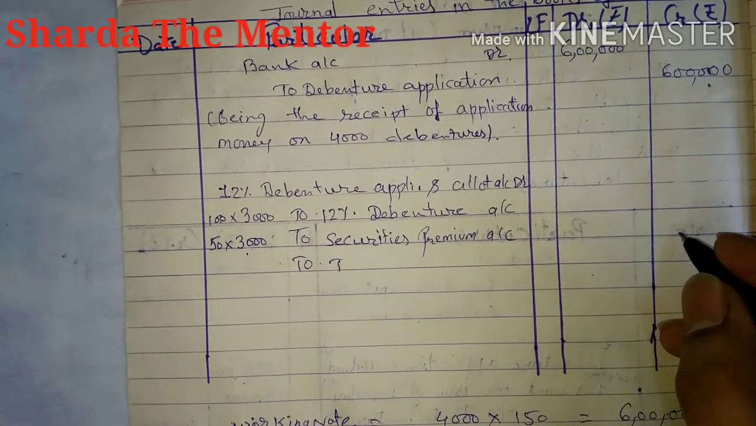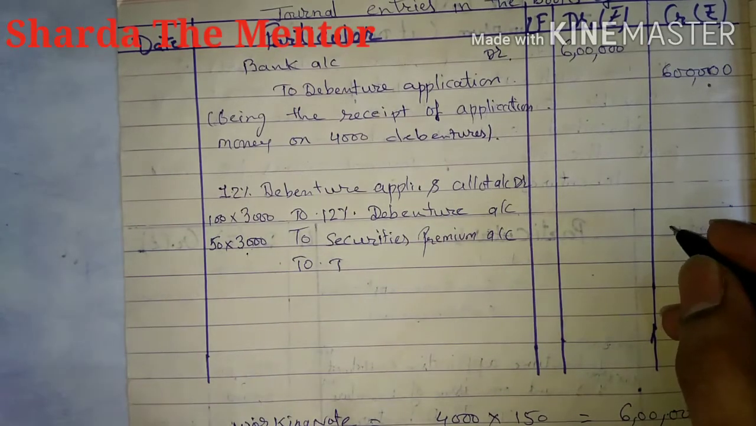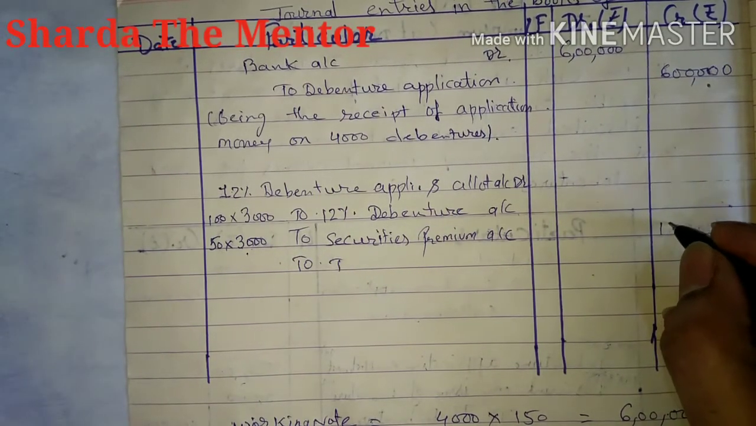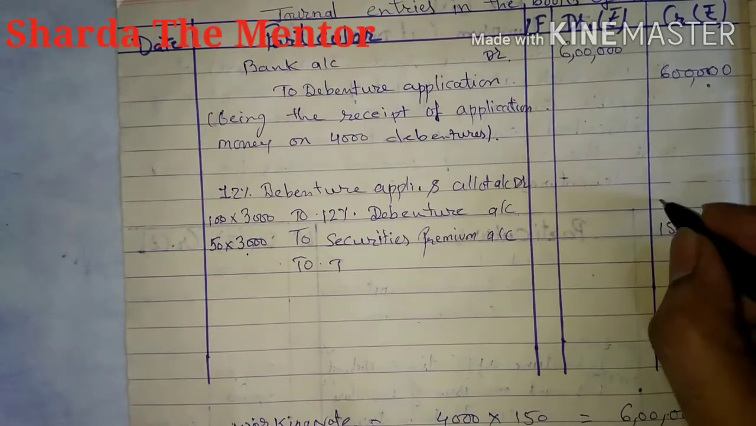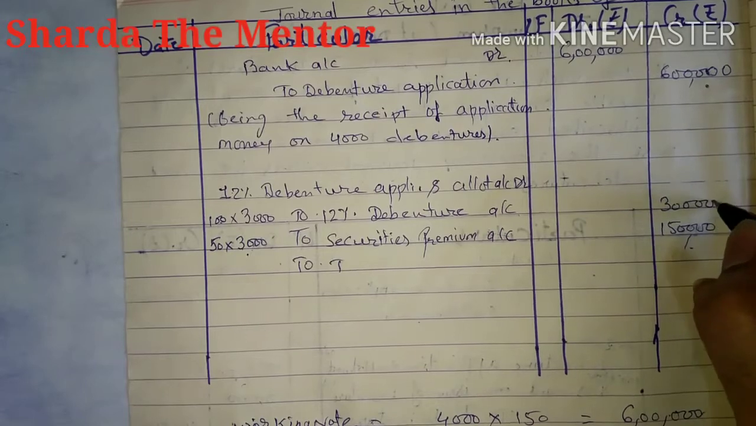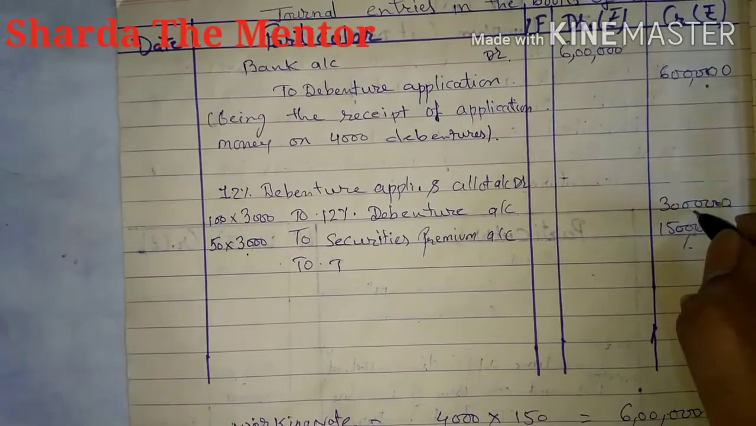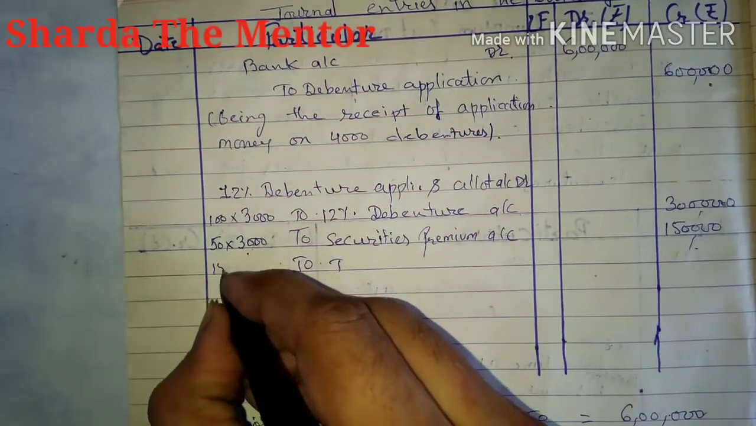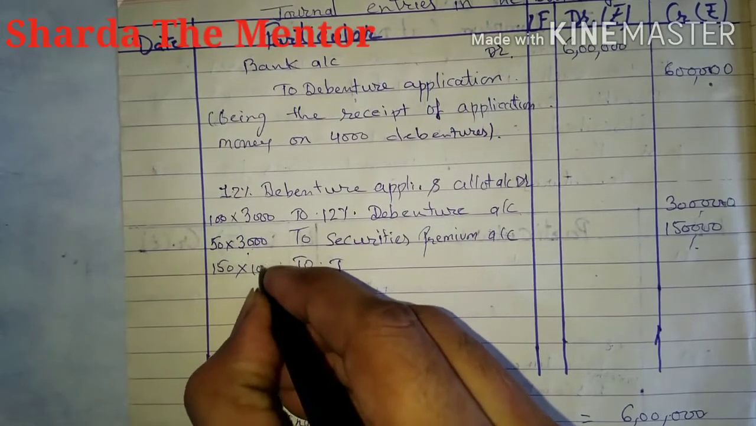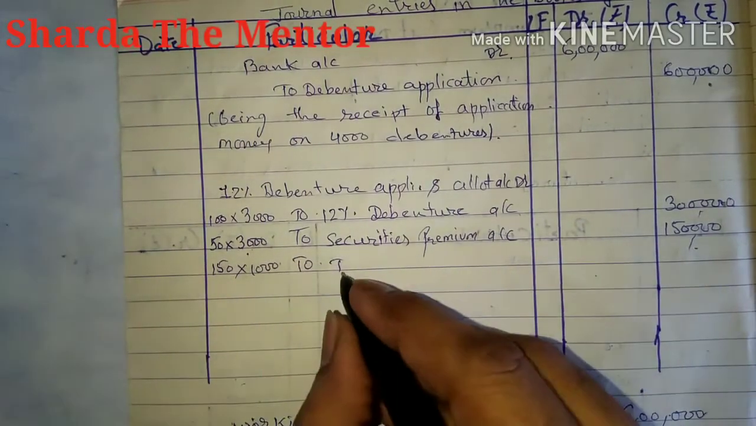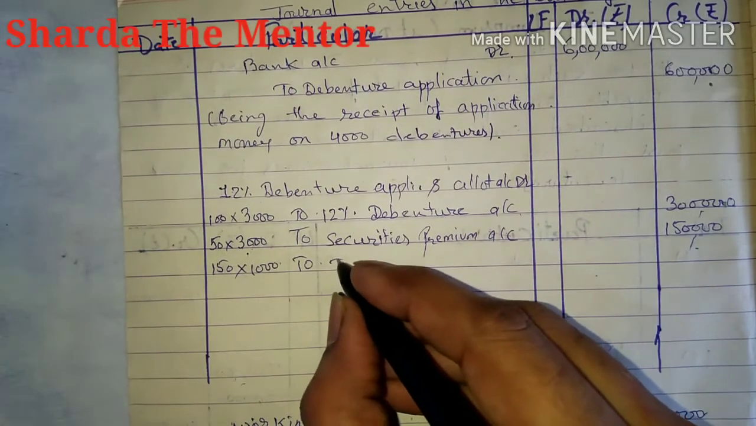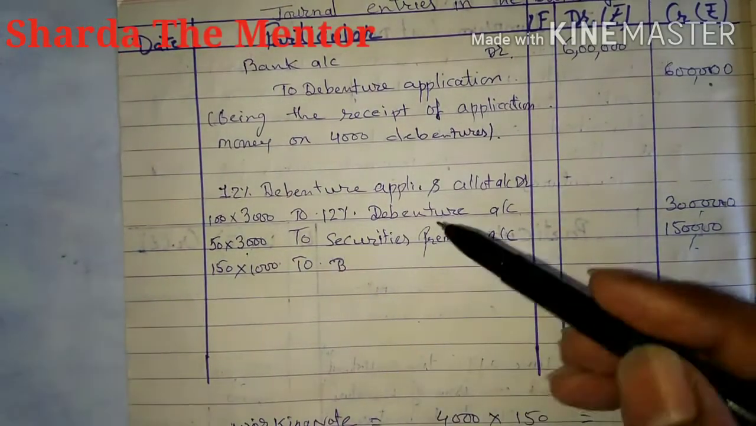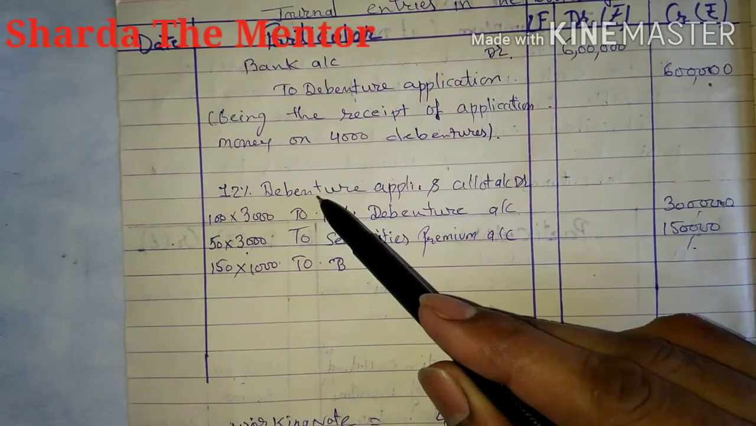So that is the securities premium, and that amount is 1,50,000. Then after that 3 lakh. Now in the question it is mentioned that the excess amount you have to return. So the total amount of 150 you have to return on 1000 shares, because in the question 1000 shares are given.